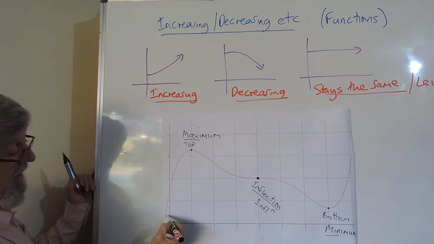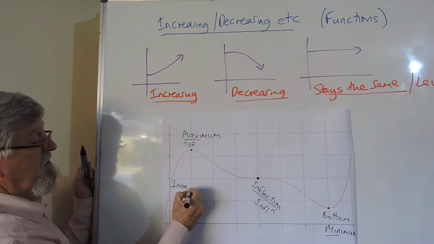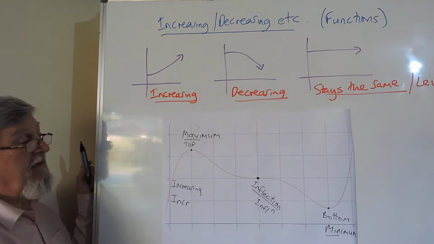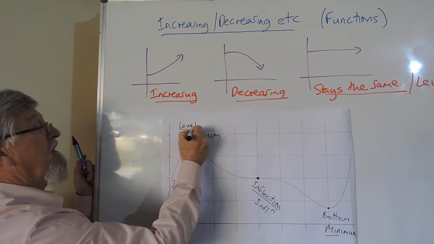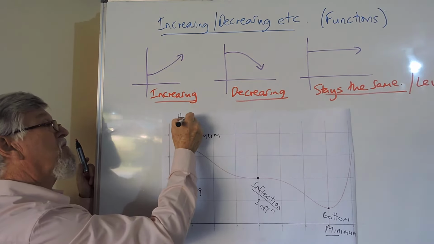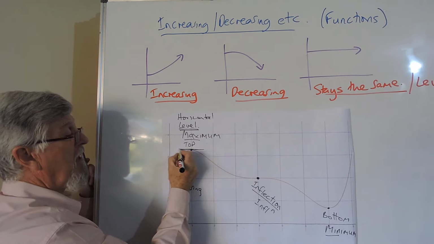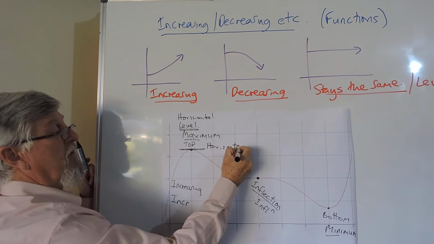So let's go back to here. We're going up, up, up. That one is called increasing. A lot of people will just put INCR up the top here. It levels out or stays level. We can talk about it actually goes horizontal. So for a moment, if I put a line through there, it's actually become horizontal.